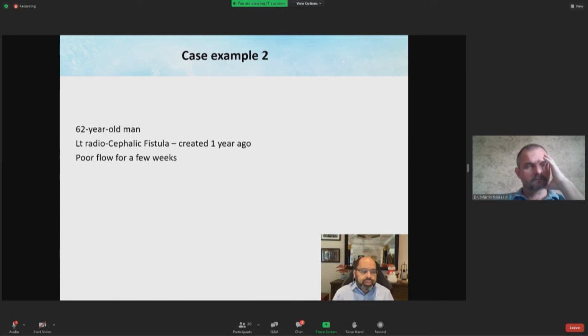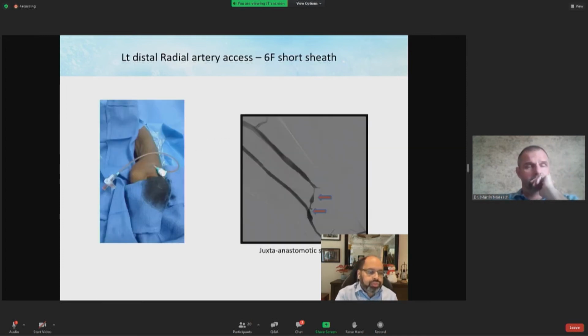The next patient was a 62-year-old man with a left radiocephalic fistula created about a year ago. He had poor flow for a few weeks. That's a picture at the beginning of the procedure, where we placed once again a short 6 French sheath into the distal radial artery, and our very first picture showed severe stenosis in the juxta-anastomotic region.